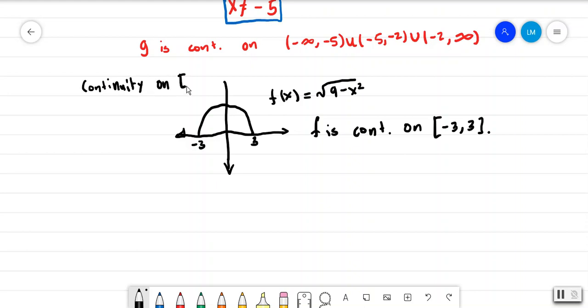On a closed interval from A to B. But you can still throw in there the left side continuity because, like I said, it's continuous to the left of 3 and it's continuous to the right of 3.